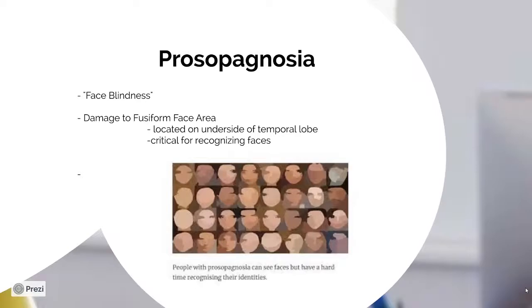Prosopagnosia is a common type of agnosia, which is also known as face blindness. Damage to the fusiform face area, located on the underside of the temporal lobes and critical for recognizing faces, can cause prosopagnosia. People with prosopagnosia can see faces but have a hard time recognizing their identities, and this picture shows how exactly faces look to patients with prosopagnosia.